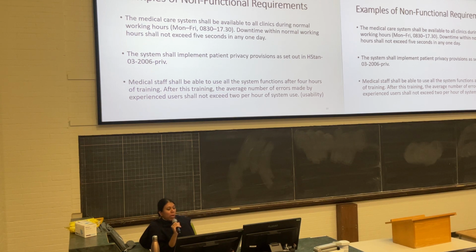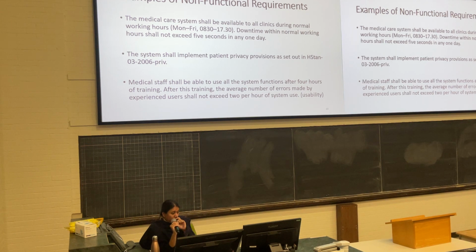So the first one is talking about availability. And you can see that it's telling you when the system shall be available. And the second part, the downtime within these hours, which is 8:30 and 7:30, shall not exceed 5 seconds in any one day. So the total amount of downtime you can have in one day is 5 seconds. These are constraints that the user has imposed on the system.